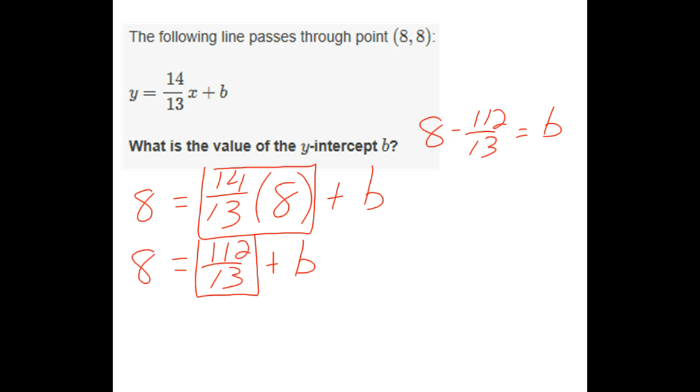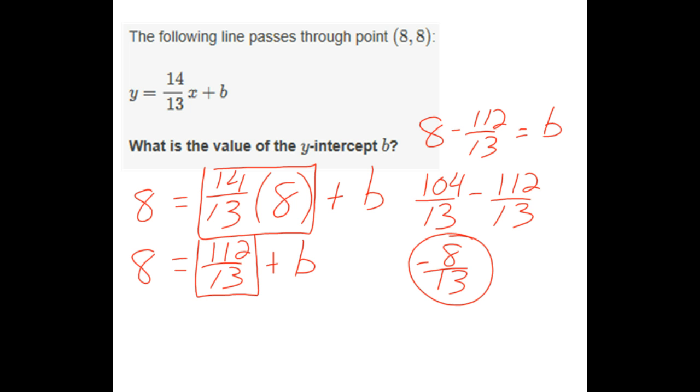Did I already do 8? Nope. 13 times 8, so 8 times 3 is 24, so that's 104. This will be 104 over 13 minus 112 over 13. That is a difference of 8, and it's negative, so I get negative 8 over 13 for my answer. Substitute the values and then solve for b.